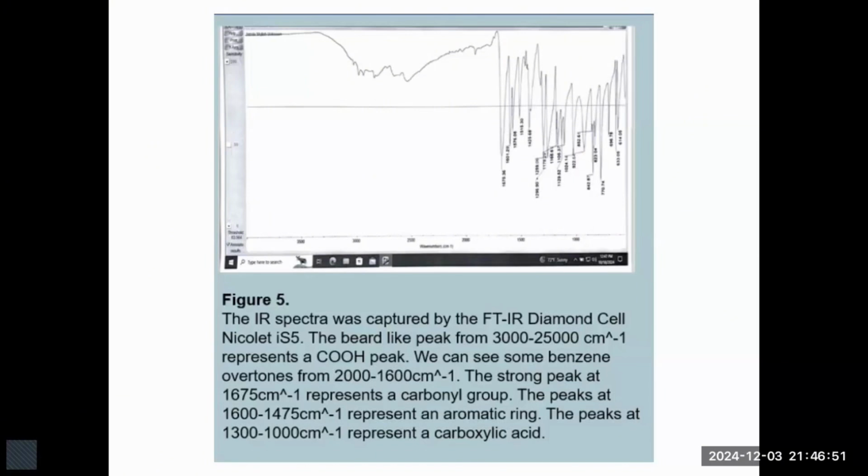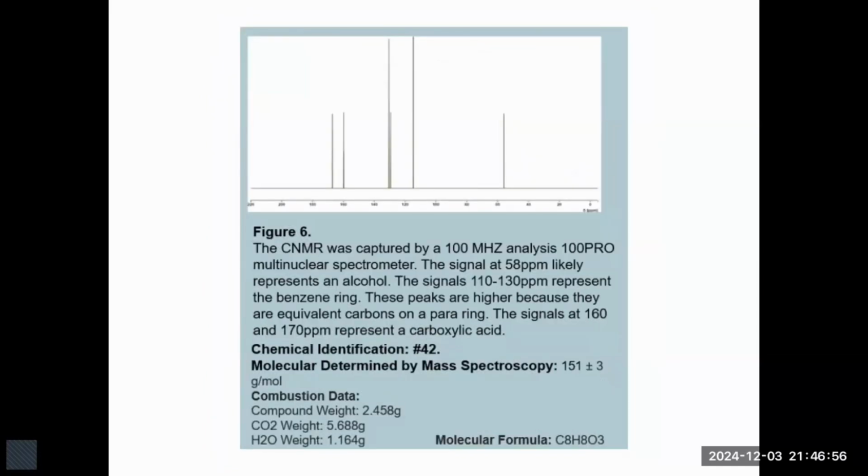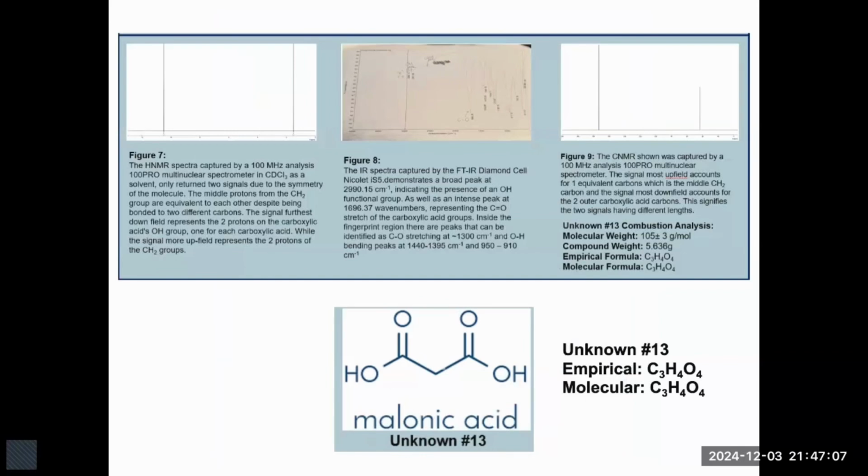In figure 6, we can see that CNMR captured all of these signals, and the most significant signals are these signals from 110 to 130, which represents the benzene ring, and these peaks are higher because they are equivalent carbons on a para ring.